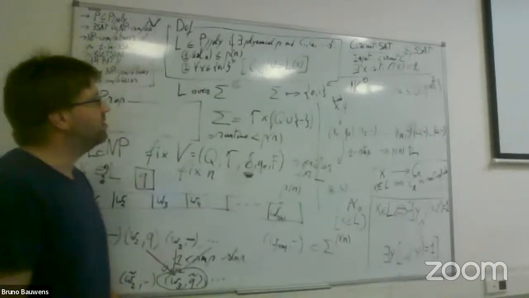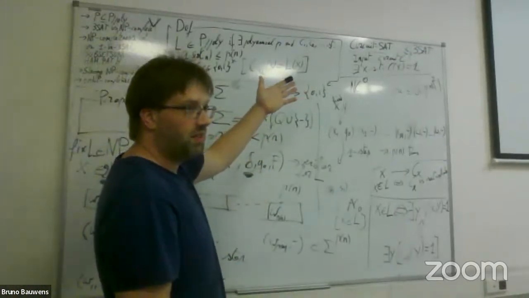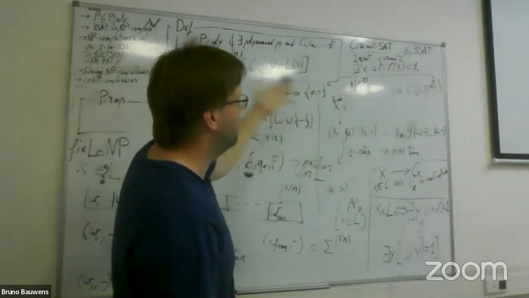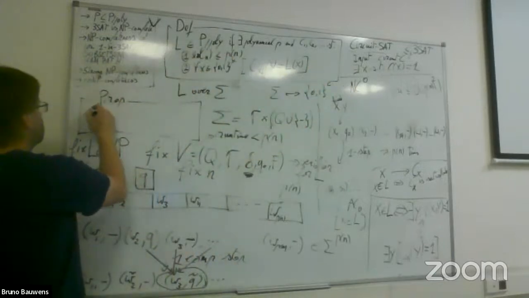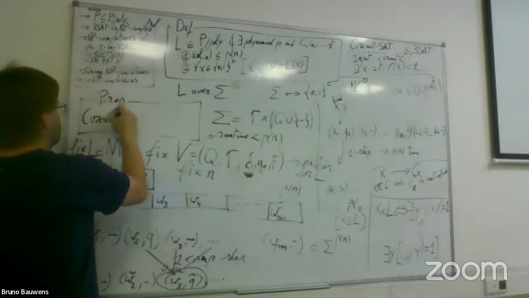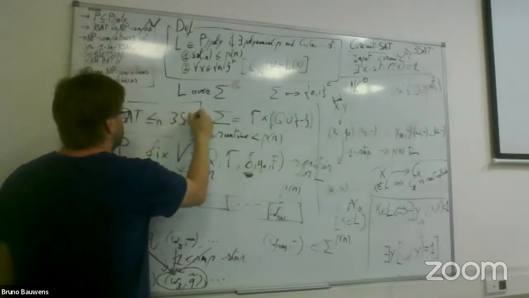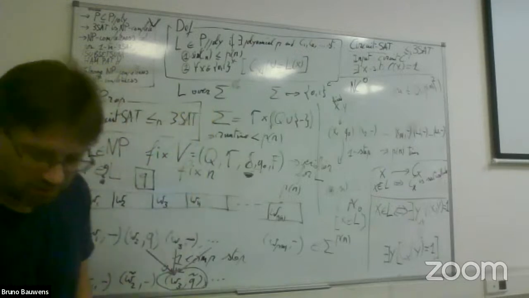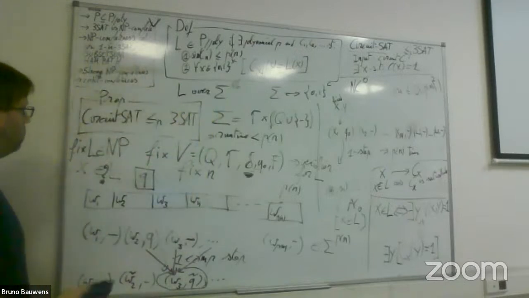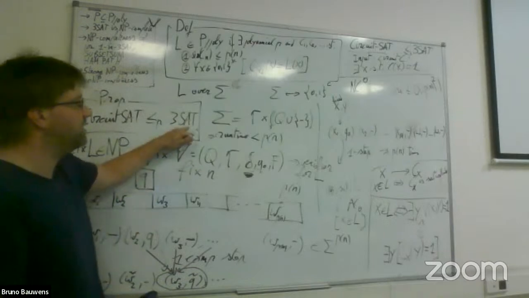We've proven that circuit SAT is NP complete. Now we are interested in 3-SAT, and so the only thing is this reduction, which reduces to 3-SAT. Okay, and so recall what is 3-SAT.